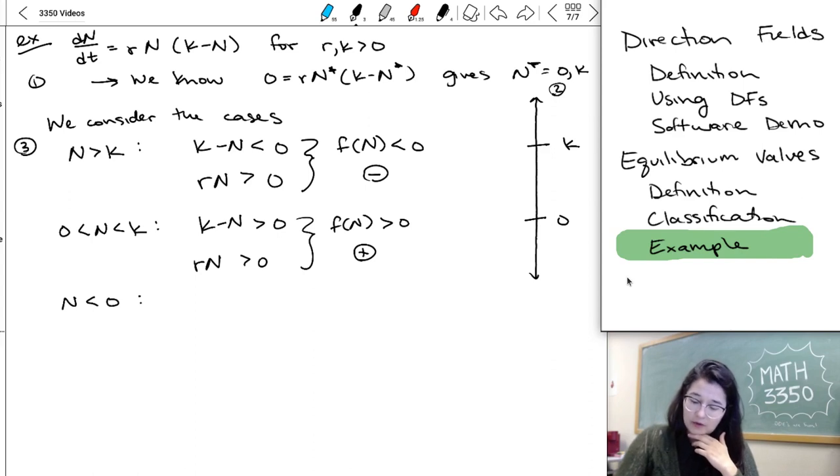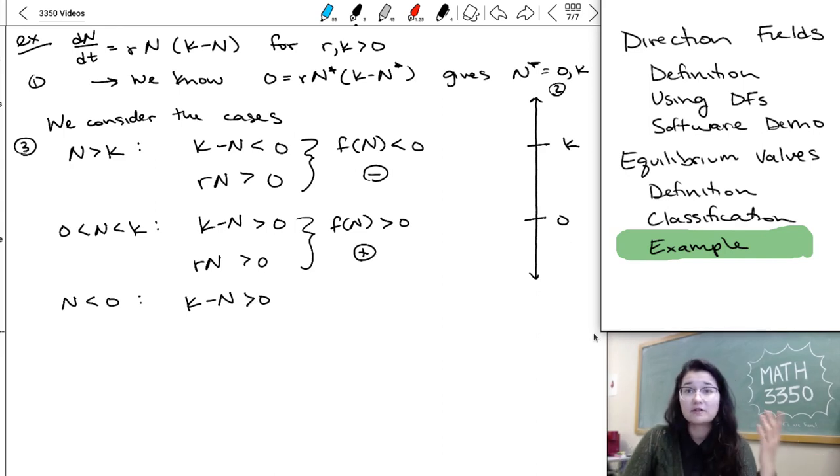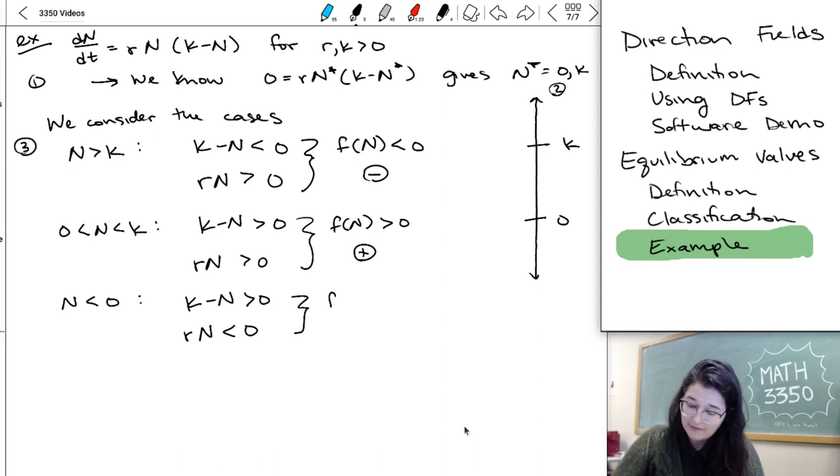And then finally for N less than 0, looking down here, K minus N is going to be positive. So K is still 100, now N is negative 50, so 100 minus negative 50 is 100 plus 50, a positive number. And R N is going to be less than 0 because R was positive and now N is negative down here. So that gives me positive times a negative is a negative. And so same reasoning, f of N is going to be less than 0, or a negative number in this region.